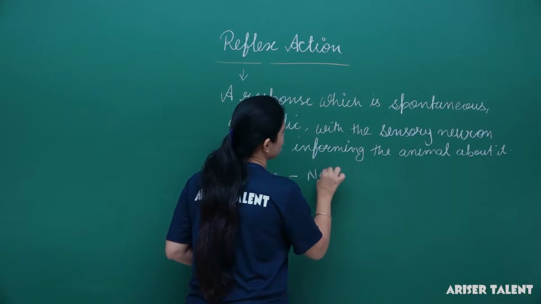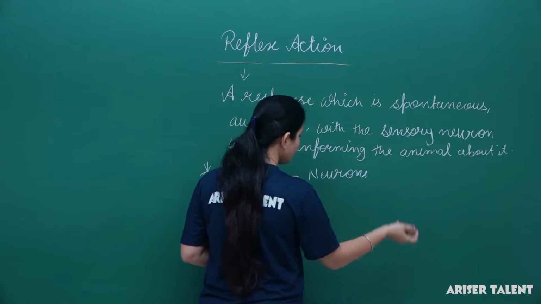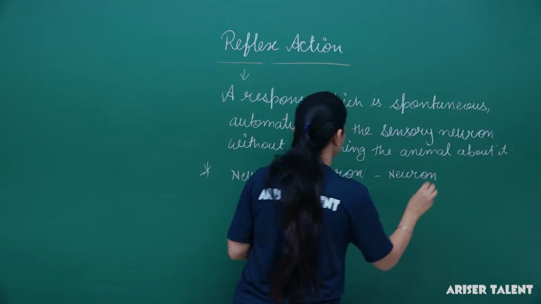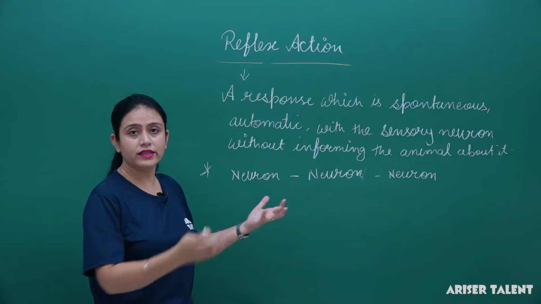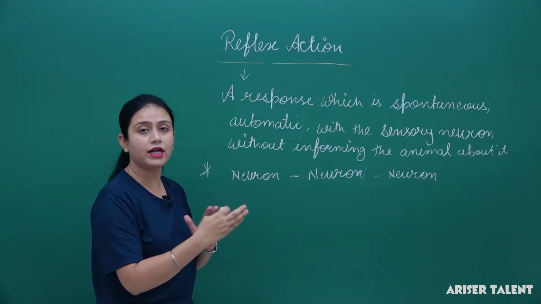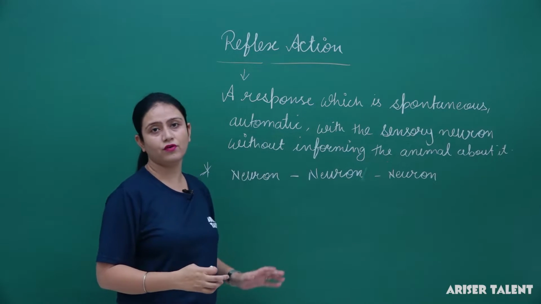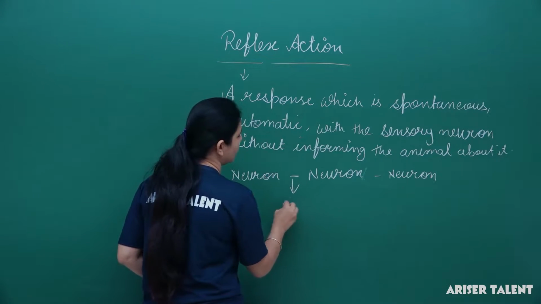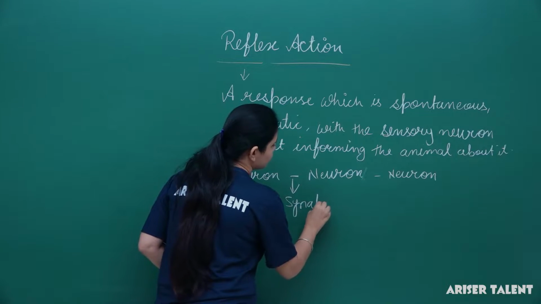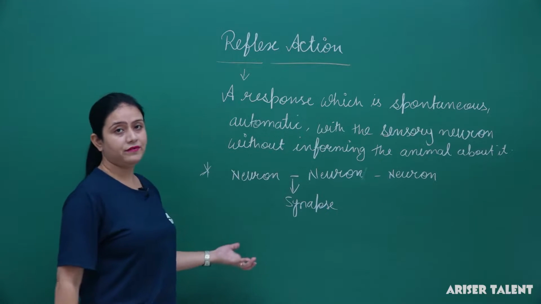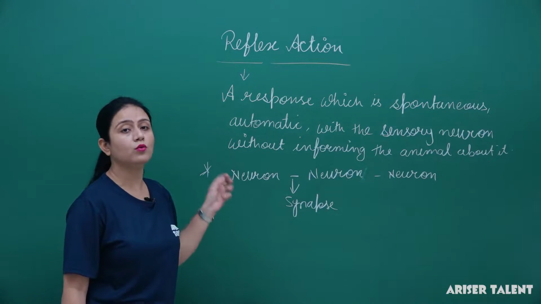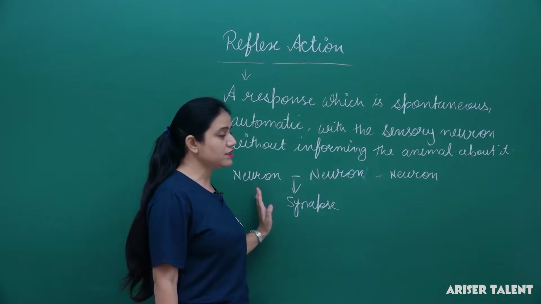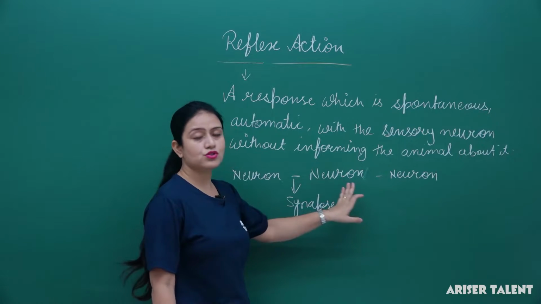So suppose there are two or more neurons, and they form a chain. They lie end to end. They are not connected, but there is a gap, and this gap is known as a synapse. In my previous lecture, I told you how a stimulus, an electric impulse, passes from one neuron to another.